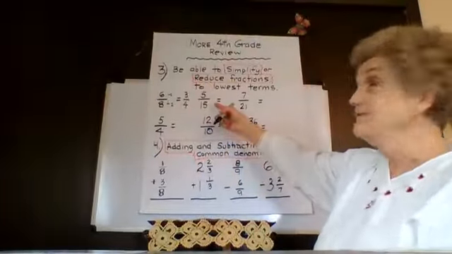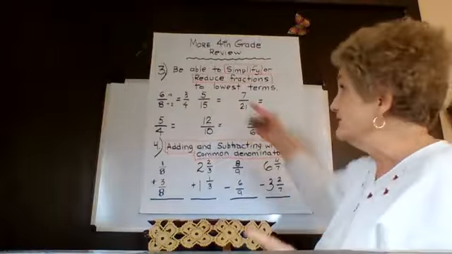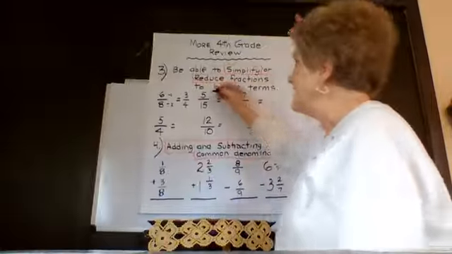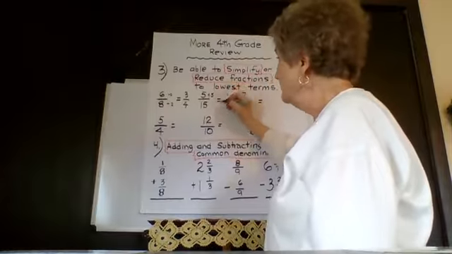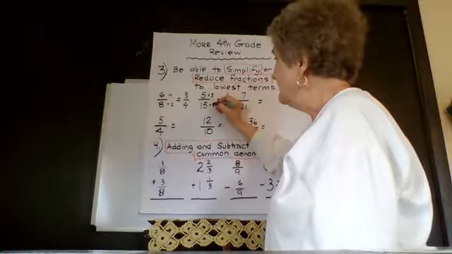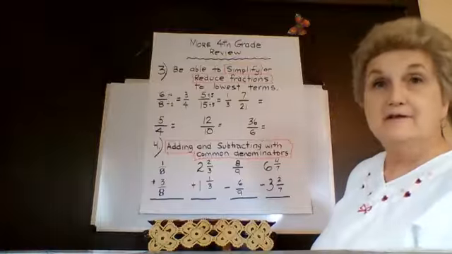Let's do the same thing with 5/15. They're not even, but I know my divisibility rule says if it ends in 5, I can divide 5 into both of these. So 5 divided by 5 is 1, and 15 divided by 5 is 3. 1/3 is the simplest form of 5/15.